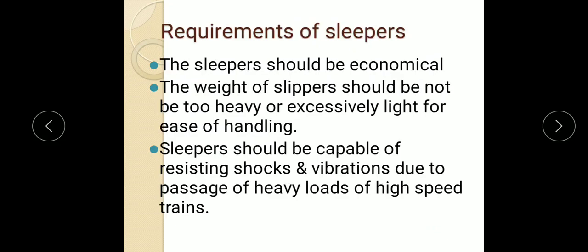If the weight of the sleeper is more, then it becomes difficult for handling, but at the same time it should not be excessively light. The next requirement is that the sleeper should be capable of resisting shocks and vibrations due to passage of heavy loads of high speed trains. Whatever loads are transferred by high speed trains, the sleeper should take those shocks and vibrations.